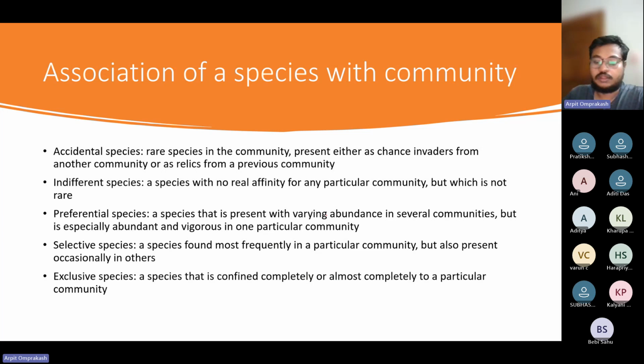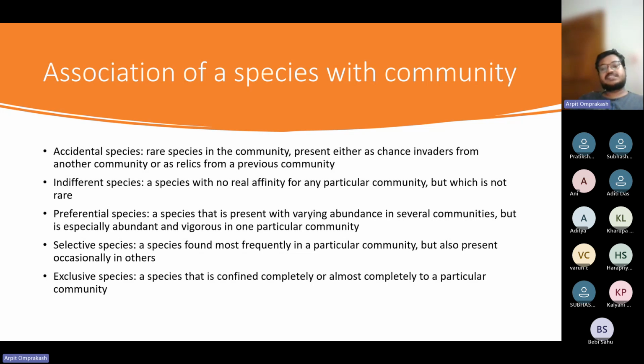Okay. Based on the association of a species with a community, it can be categorized into various categories. Accidental species are species that are rare in a community, and they are generally present as, let's say, chance invaders from another community, or they are basically relics from a previous community. Indifferent species are species which have no real affinity to a particular community, but they are not rare. So you'll find them more commonly, but they don't have any affinity for that community. They can also exist without that particular community.